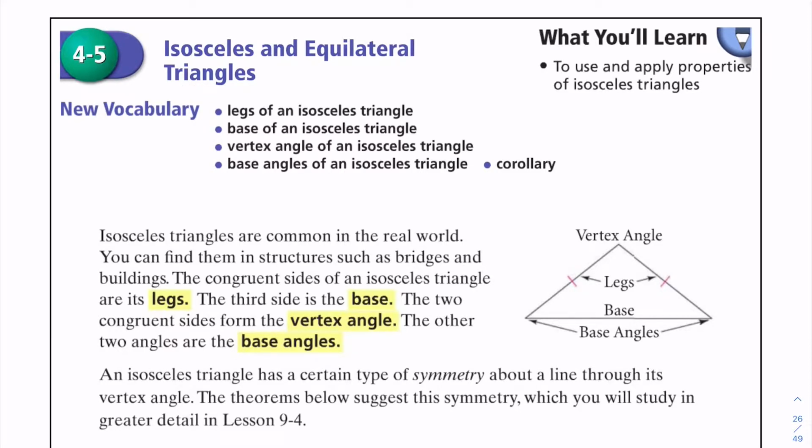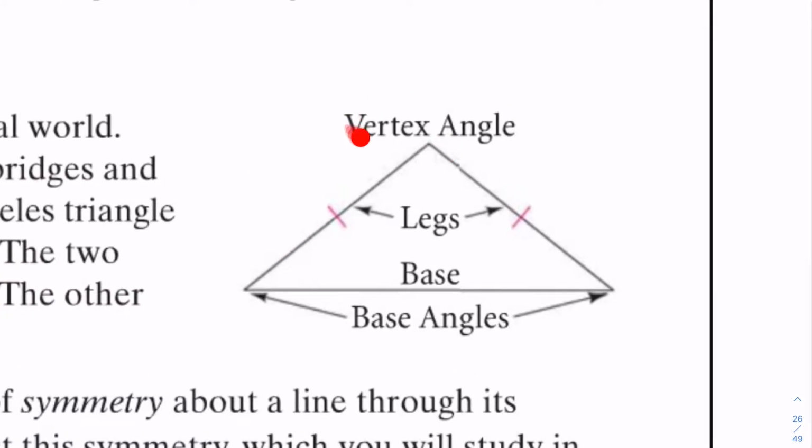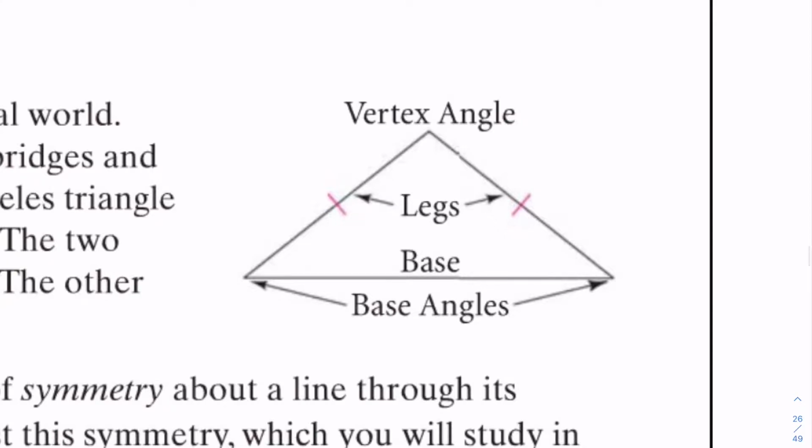So here we have a triangle, right? And here's a vertex angle. A vertex angle doesn't have to be at the top. It could be at the left, at the right, at the top. This triangle could be spun a little bit. It could look like this. This could be the vertex angle. So it doesn't really matter.